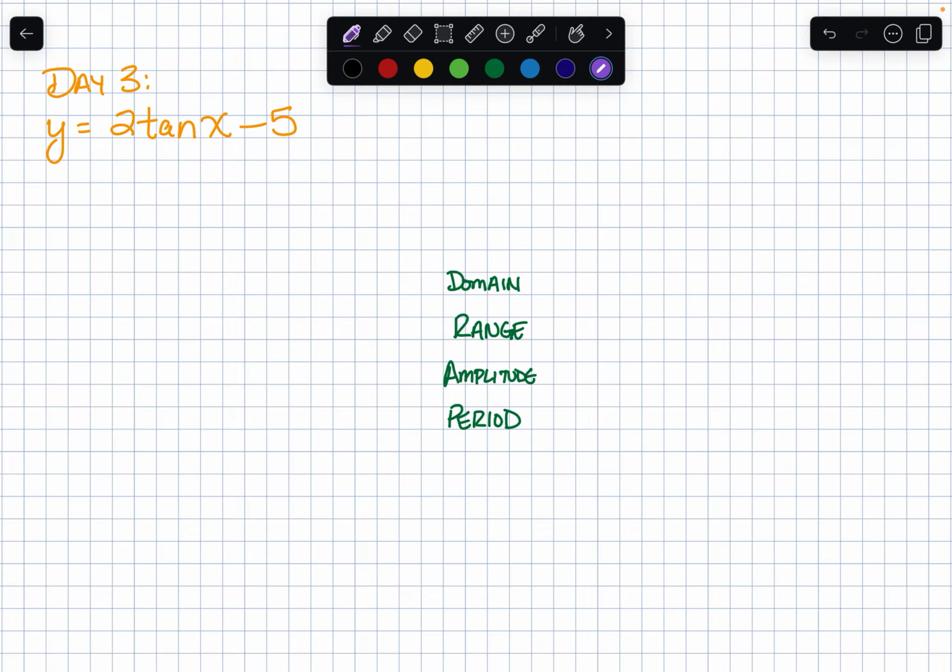Today we're going to venture away from sine and cosine and look at some of our other trig functions. This first one, y equals 2 tangent of x minus 5. The first thing we're going to do is graph our parent function here.